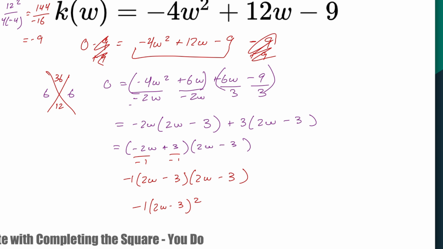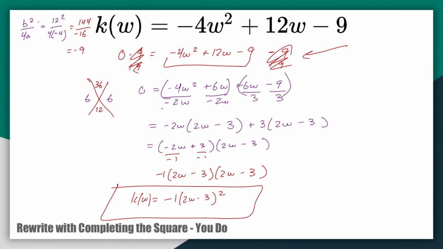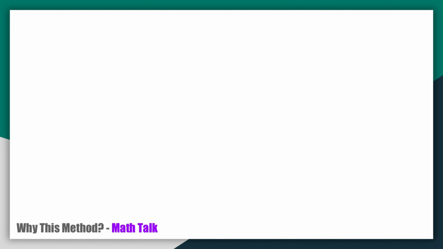Now, because that other term here got eliminated, there is no k value if this was in vertex form. So k of w is equal to this. Now, that was a tricky one, probably because of that early curveball. It just meant that we had a perfect square trinomial off the bat. All right, let's finish this off.